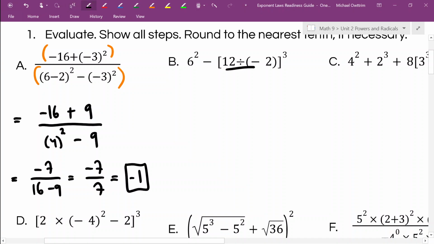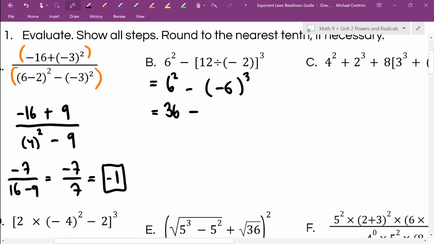Question B, we want to start inside these brackets. So our 12 divided by negative 2 is going to be negative 6 inside the brackets. Next, we'll evaluate our two exponents here. Sorry, that's exponent 3. Okay, 6 squared, of course, is 36. And our 6 cubed is going to be that 36 times another factor of 6. 18 plus 3 is 21. So this will be negative 216.